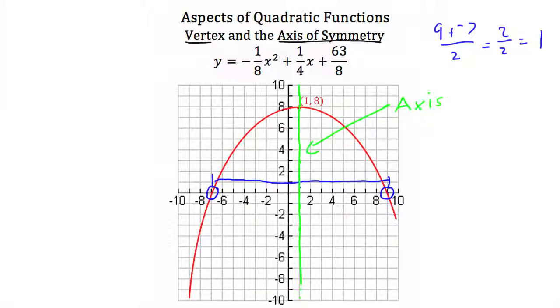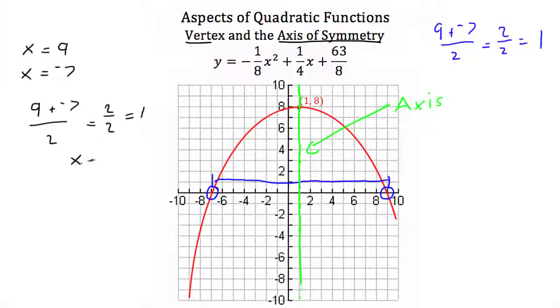So if you ever need to find the vertex of your parabola, you know that it has an x-coordinate that's halfway between the zeros. So if I have a 0 at x is equal to 9 and x is equal to -7 and I wanted to find my vertex, I could find the x-coordinate that's halfway between these 2 points. So I would add those 2 points and divide them by 2.